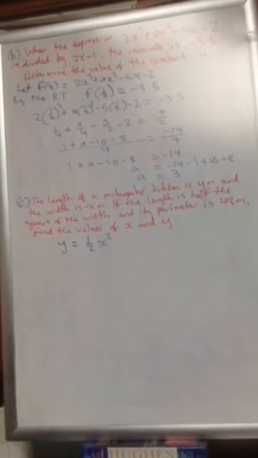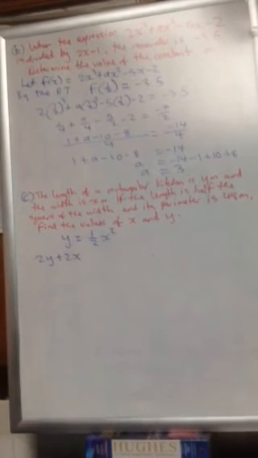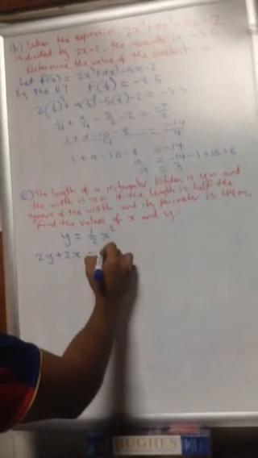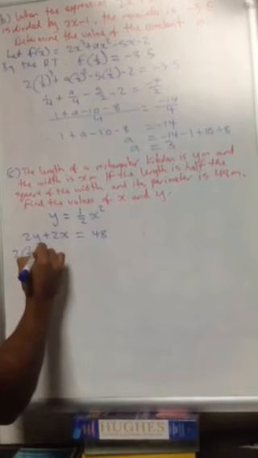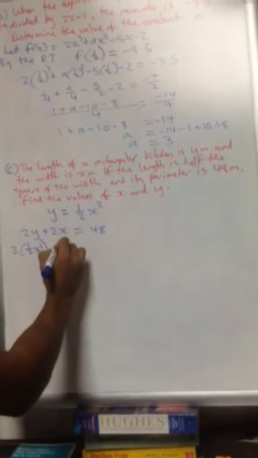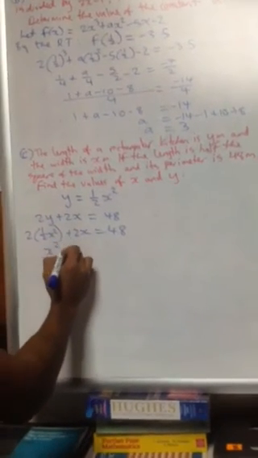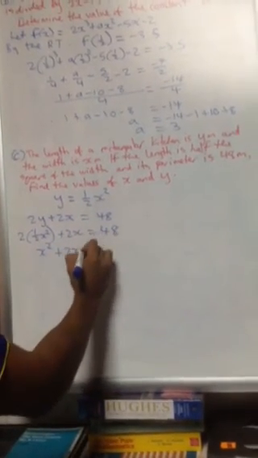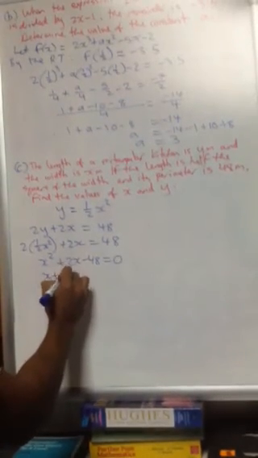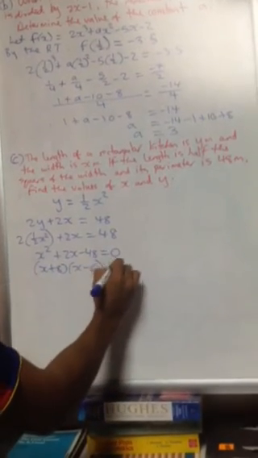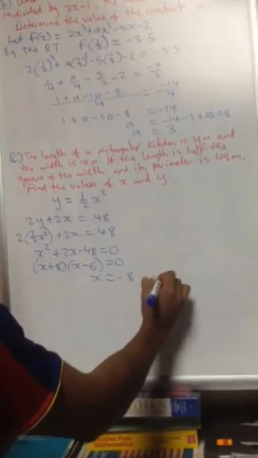Perimeter of a rectangle is 2 times the length plus 2 times the width, and that's equal to 48, and we know that y is a half x squared. So 2 times y plus 2 times x is 48. This will be x squared plus 2x. If I bring the 48 across, it becomes minus 48. This will factor as x plus 8 by x minus 6 equal to 0. Therefore, x is minus 8 or 6.